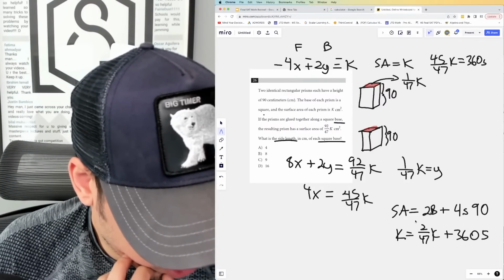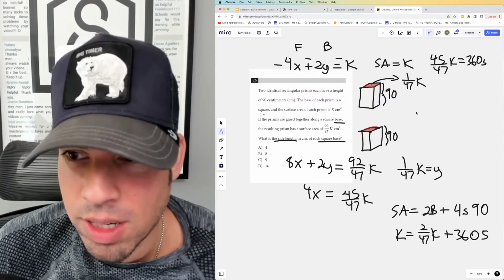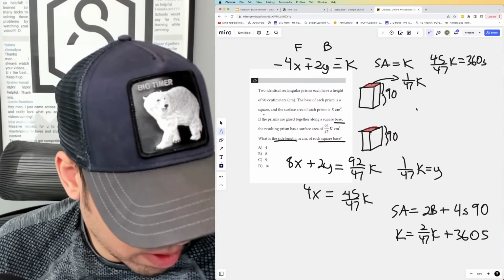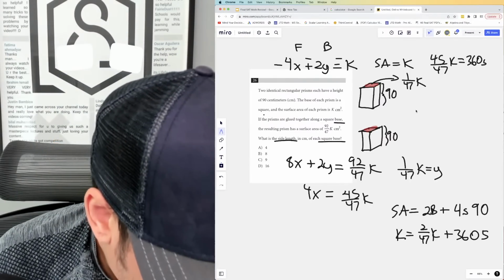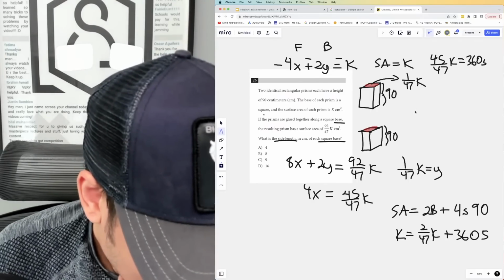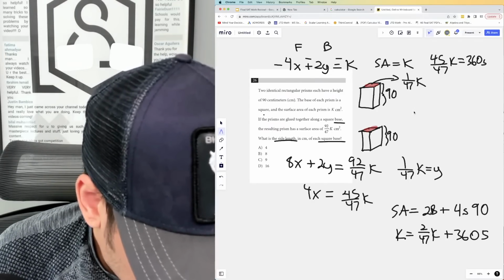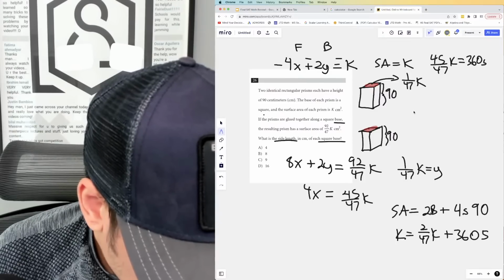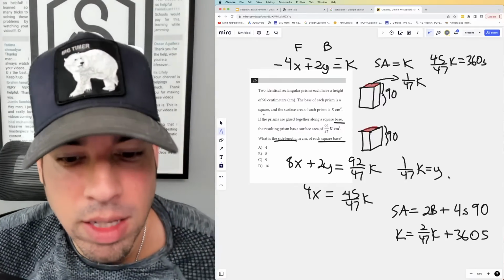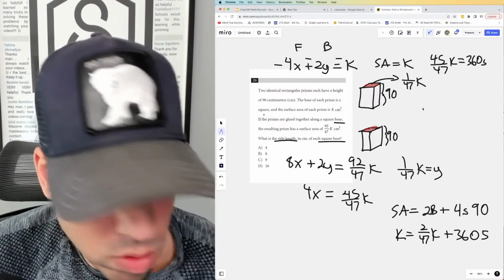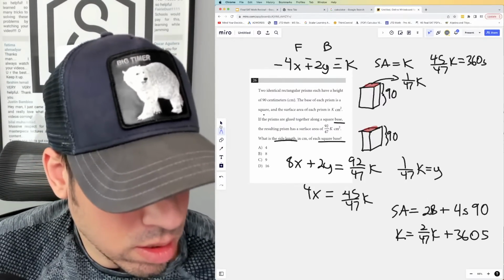2 times... shoot, I don't even know if I'm going to have time to finish this because I'm going to have to go soon. If we have... wow, that is a lot of work. Okay, so then they did 2s squared plus 4 times 90, right? Oh, got it. So, okay, this is the system that they've proposed.